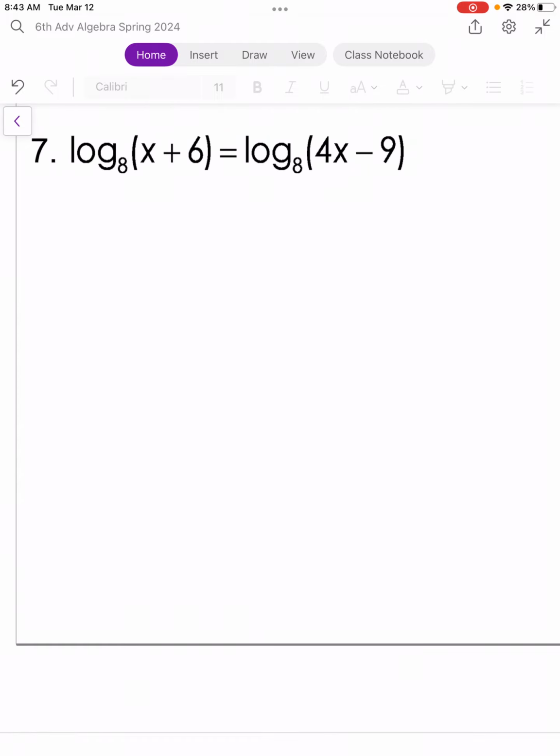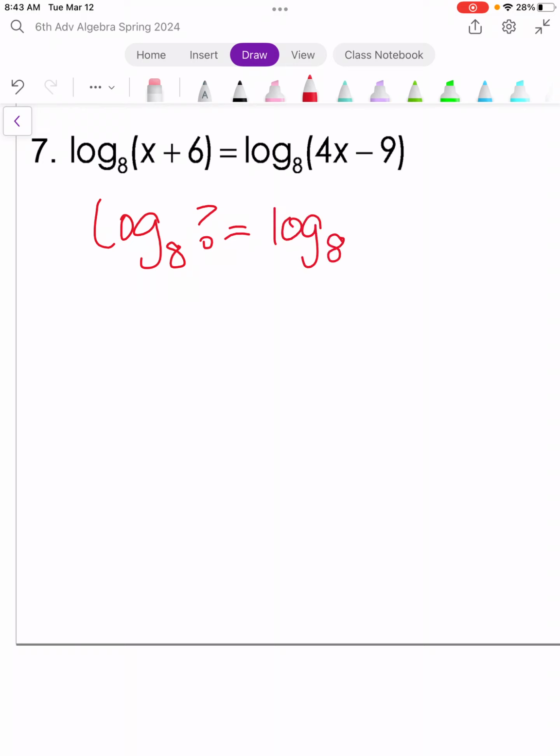Here there are two logs. This is interesting. Log base 8 of something equals log base 8 of something. It should make sense that these two somethings must be the same, right? Log base 8 of something equals log base 8 of the same thing. They're going to have to be the same thing. They can't be two different things.